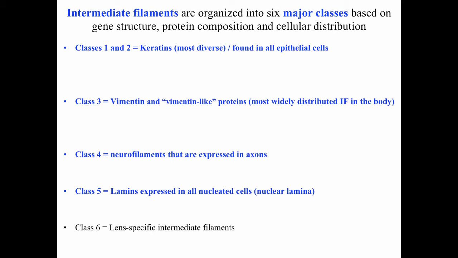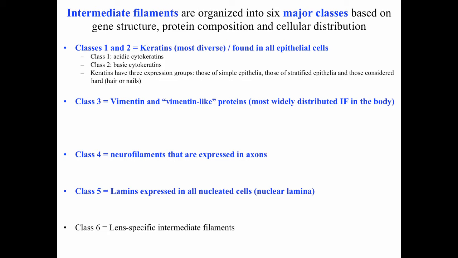Classes 1 and 2 are the keratins. These are the most diverse group of intermediate filaments. They're found in virtually all epithelial cells. In humans, there are at least 50 different types of keratins and perhaps almost 50 different types of genes that code for these keratin intermediate filaments. Class 1 keratins are the so-called acidic keratins. Class 2 keratins are the so-called basic keratins or cytokeratins.